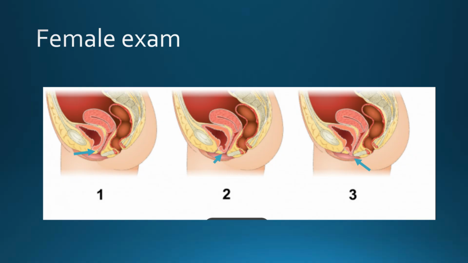For the female exam, the most important part is just a direct observation for a cystocele, where you see part of the vaginal opening press outwards when the individual bears down.